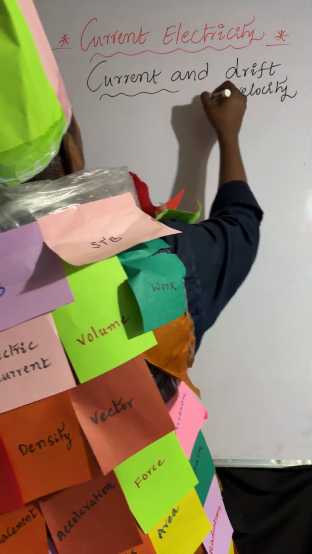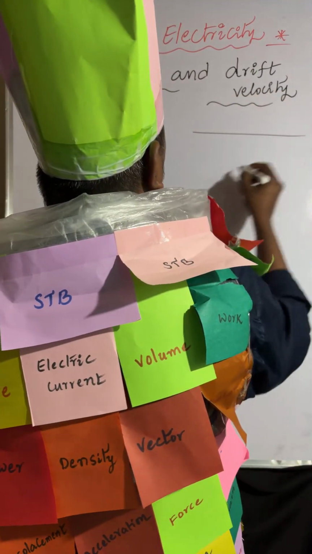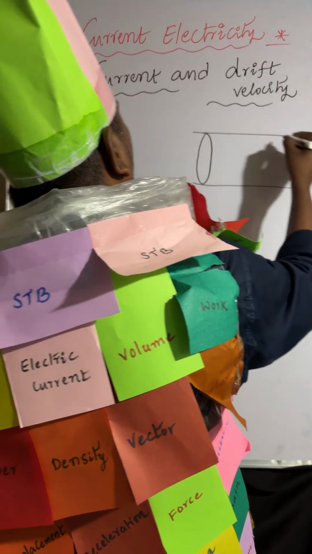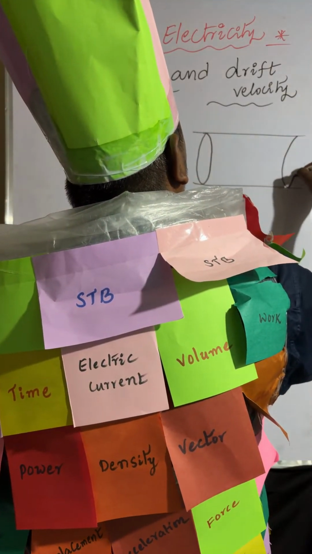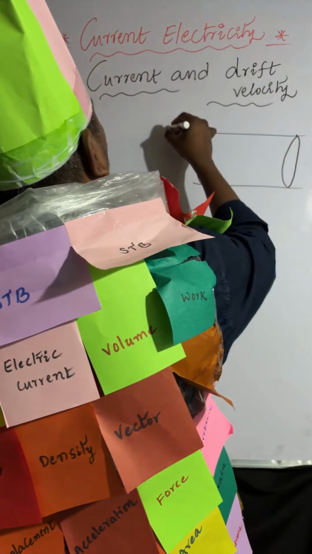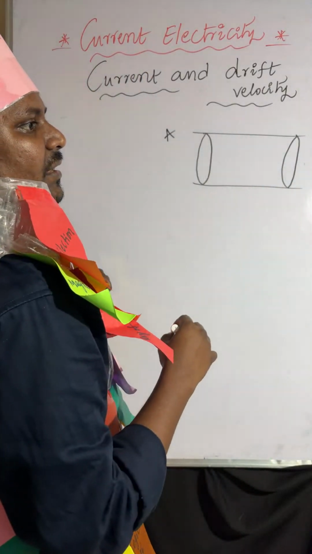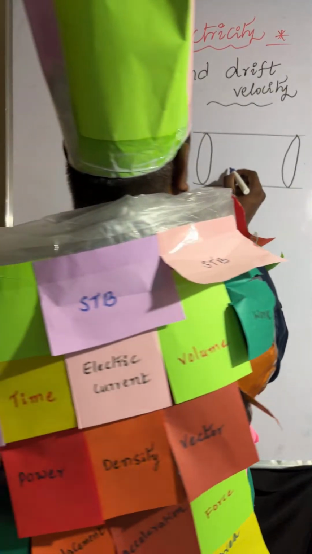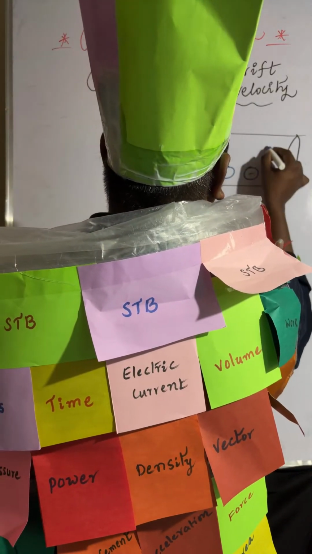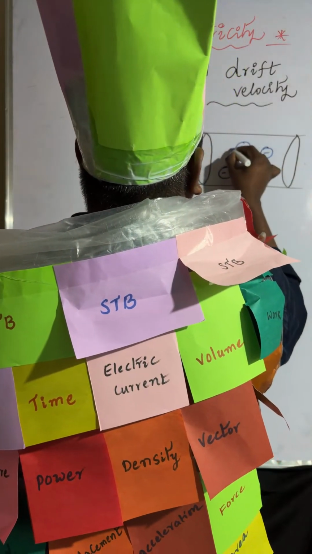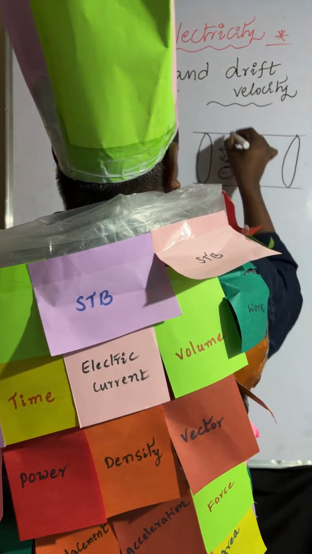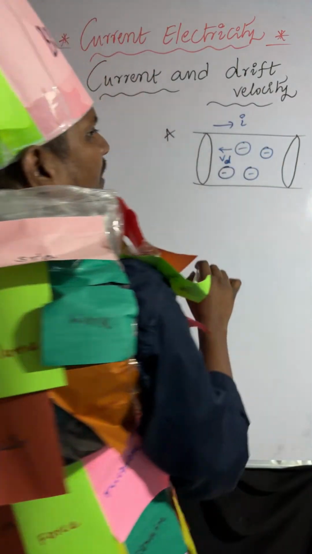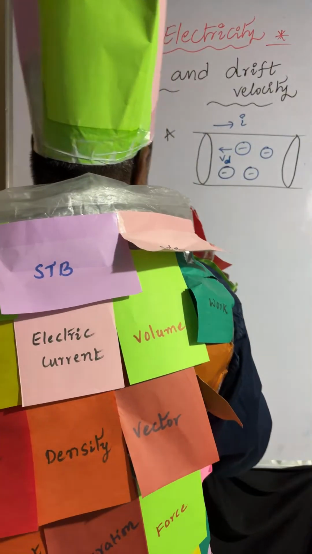Current and drift velocity. So here this is the conductor. This is the area of the cross section A. Understood or not? So now this is the electron. Electron is moving. So current is moving in this direction, opposite to the electron flow.